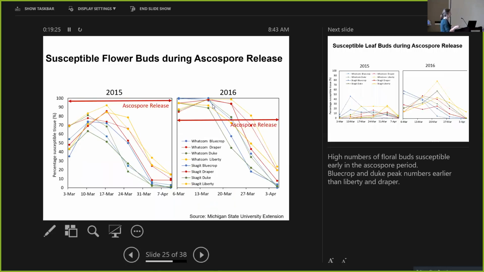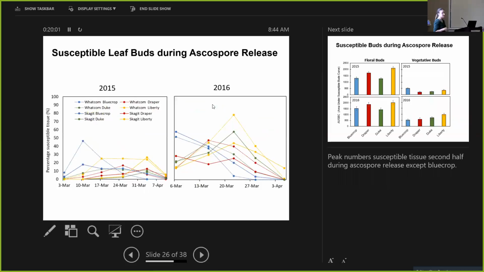Now, in the different colors, you have the different cultivars, and in the continuous or dotted lines are the different counties. And well, what I'd like to point out is that you can see that the green and blue lines, being Blue Crop and Duke, had their peak numbers of floral susceptible buds available earlier than Liberty and Draper. And this was observed in both years. And also, you can see that the high numbers of susceptible floral buds were appearing early in the Ascospore release period.